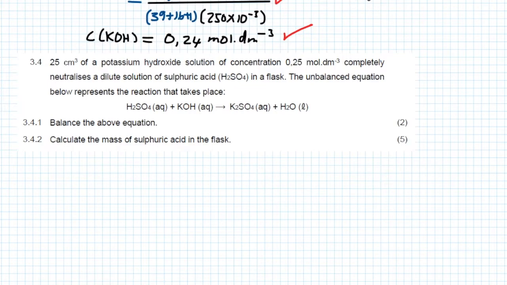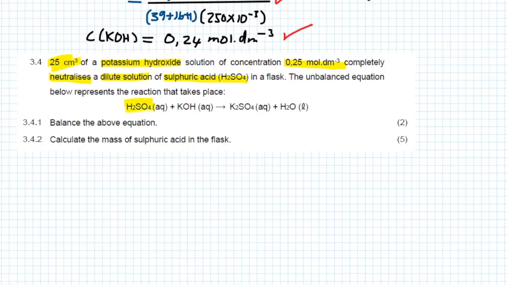Now we can go on to question 3.4, and this question says 25 centimeters cubed of potassium hydroxide solution of concentration 0,25 mole per decimeter cubed completely neutralizes. That means it reacts completely in a stoichiometric ratio with a dilute solution of sulfuric acid. And we know sulfuric acid is a strong acid because we've learned our strong and weak acids and bases off by heart. They say the unbalanced equation below represents the reaction that takes place.